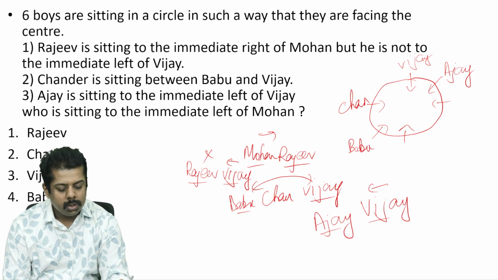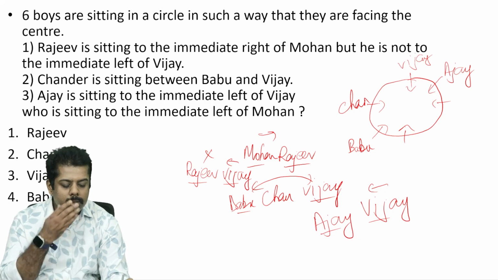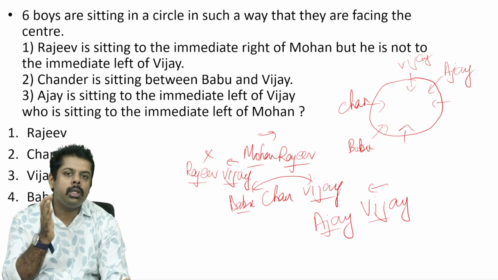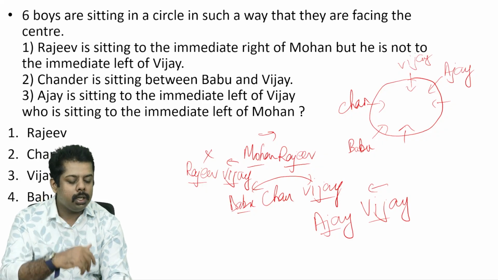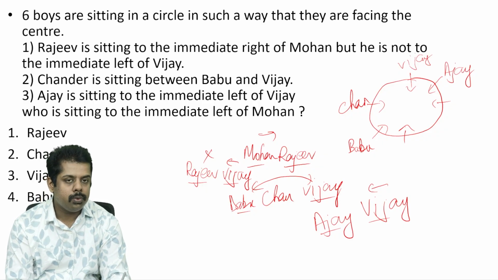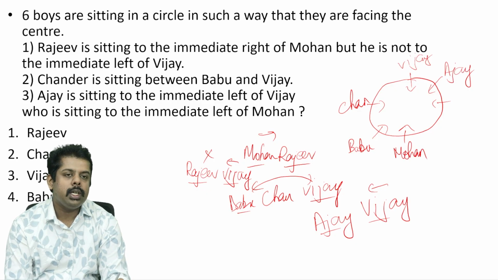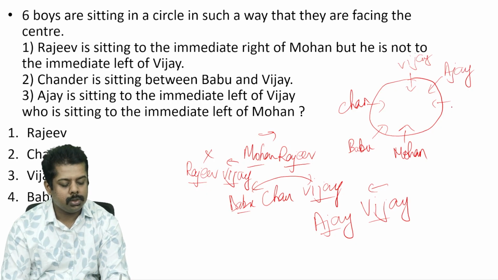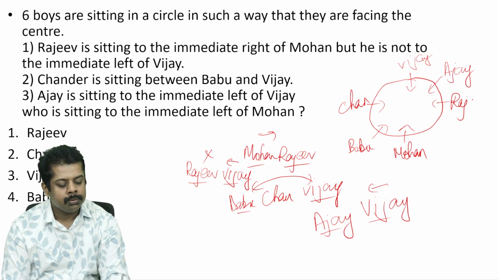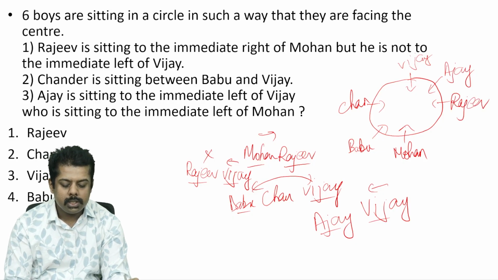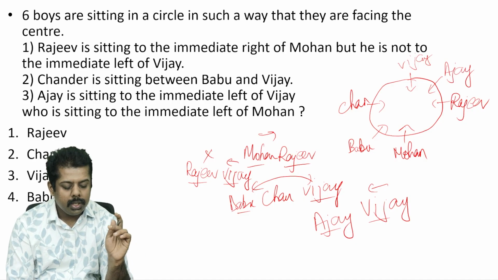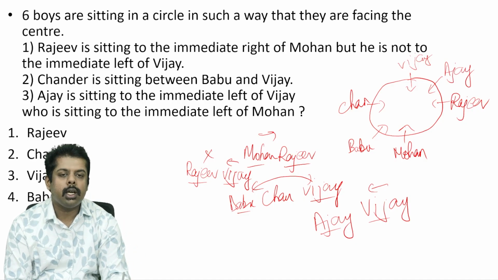Now, another point we have is that Mohan is to the immediate right of Rajiv. So Rajiv has to be the immediate right of Mohan. We have to fix Mohan here, as the right when facing inside is anti-clockwise. So we have to fix Rajiv. Now, if we look through the conditions, every condition is satisfied in this diagram.